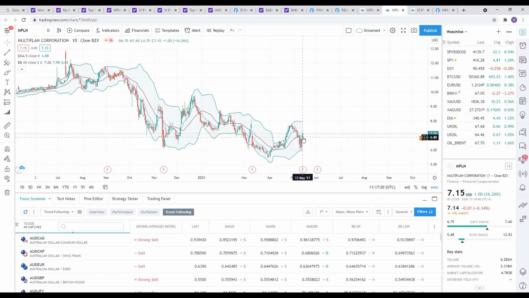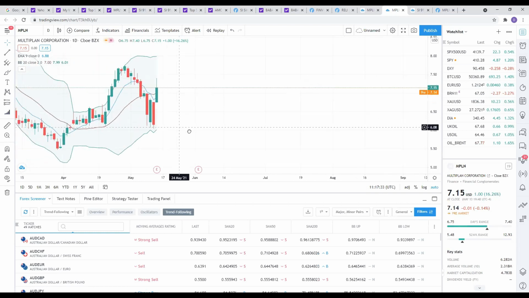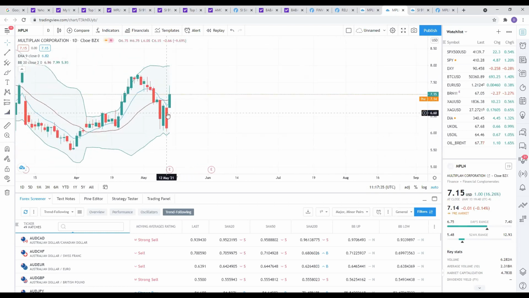Not only that, a moving average crossover will occur very soon. This blue line here is the 9-point exponential moving average, and this is the price. Let me zoom in so you can see it clearly. There's a price crossover occurring right here. I like the setup. I'll go long.